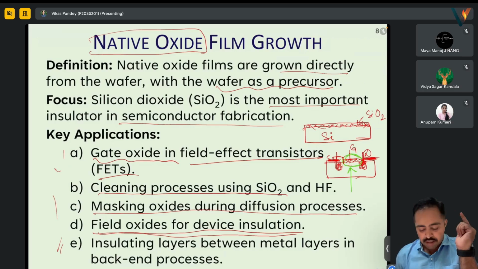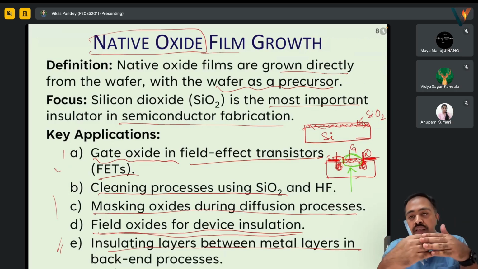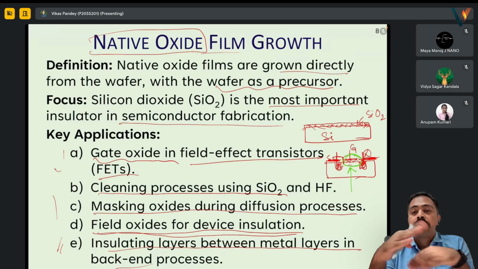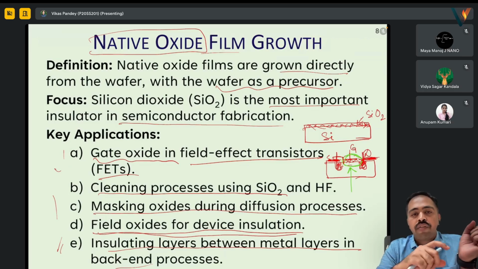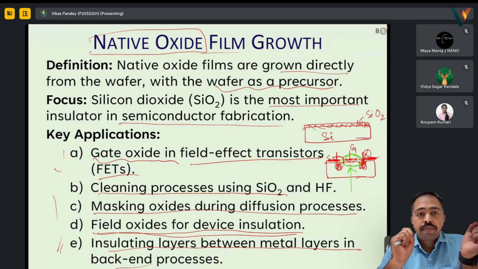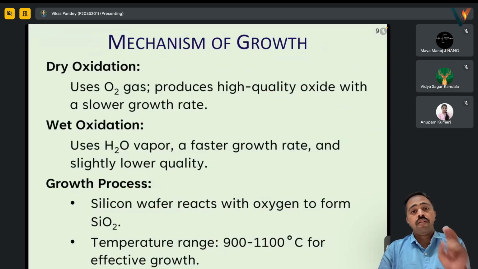Then there can be an insulating layer between metal layers, because we will do multiple layers of metals, like one layer, and then interconnects will be there. To separate them, there also SiO2 is used. So it has a lot of application in semiconductor fabrication, and that is why we are first covering how it is grown, and later in CVD and PVD, in the next 2 weeks, you will see that some deposition techniques for SiO2 will be covered. Okay, so when we are talking about growth, what is the mechanism of growth?